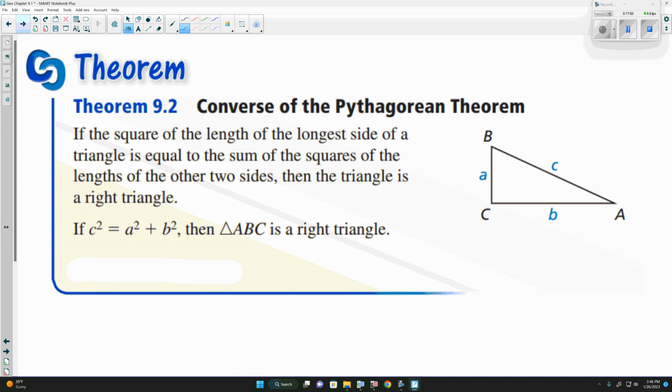Let's look at theorem 9.2, guys. Theorem 9.2, the converse of the Pythagorean theorem. If a squared plus b squared equals c squared, then it has to be a right triangle. a squared plus b squared equals c squared only works on right triangles. So if it's not a right triangle, a squared plus b squared is not going to equal c squared.